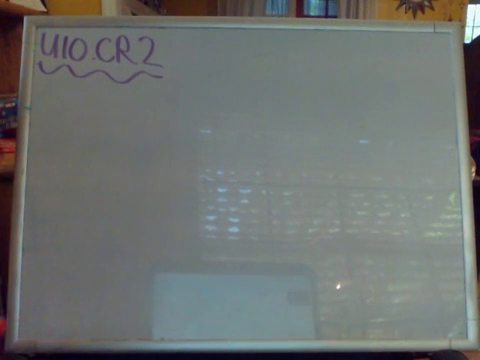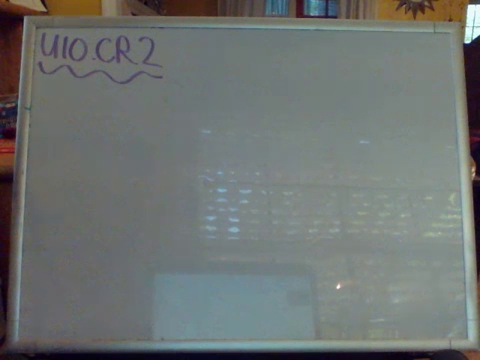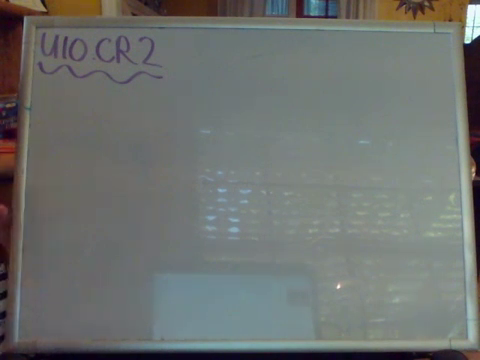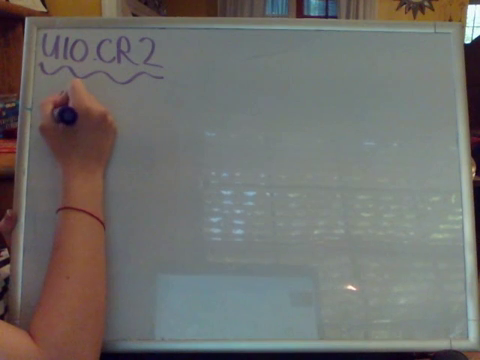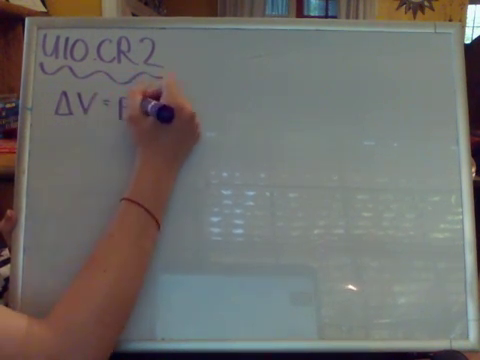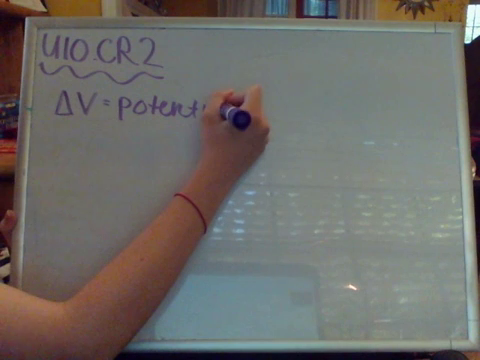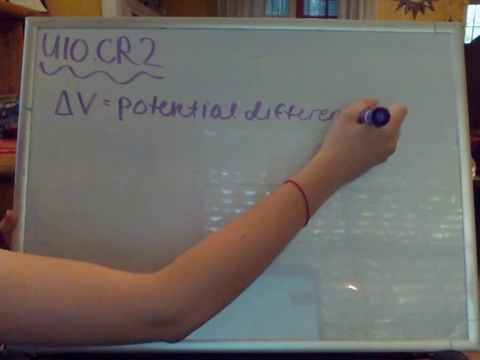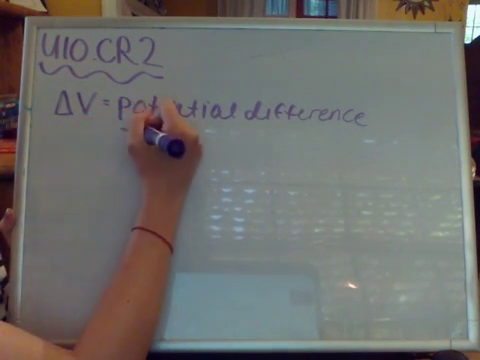So now we're going to be talking about calculating resistance, current, and potential difference by using the definition of resistance. To understand the definition of resistance, we have to know what each letter means. So we have V, or delta V, which is our potential difference, and that is calculated in volts.